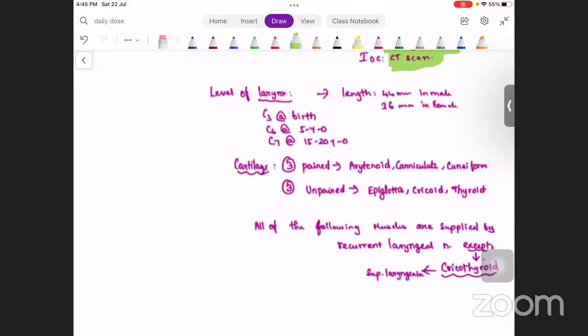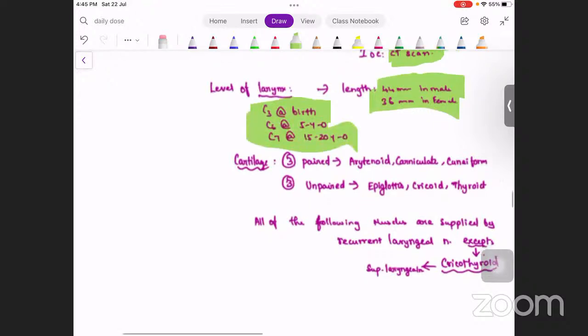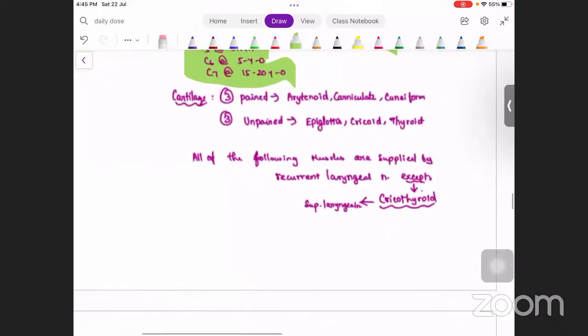And what is the level of larynx? Length of larynx is 44 mm in male and 36 mm in female. And level of larynx is C3 at birth, C6 at 5 years old, and at 15 to 20 years old it is C7. Then you have cartilages: 3 paired cartilages, which are arytenoid, corniculate and cuneiform, while the 3 unpaired ones are epiglottis, cricoid and thyroid.